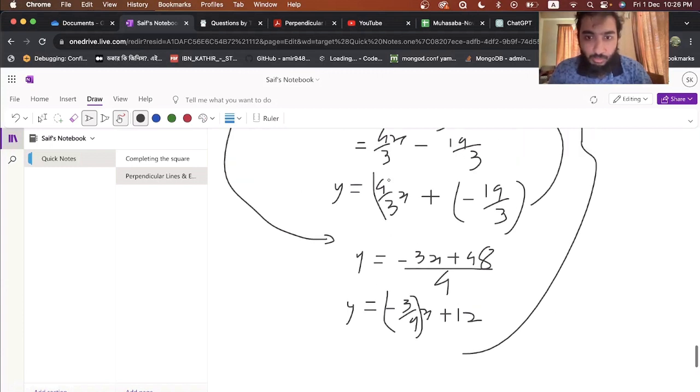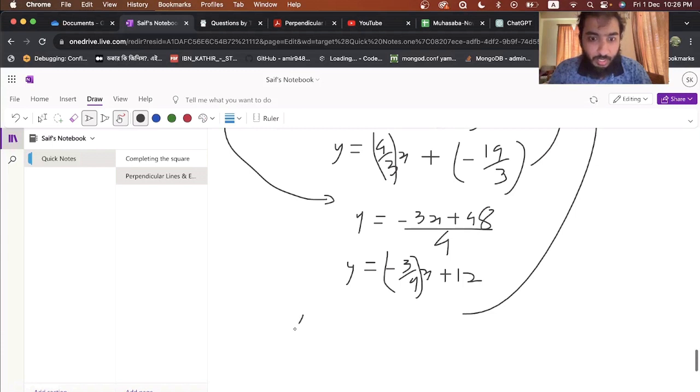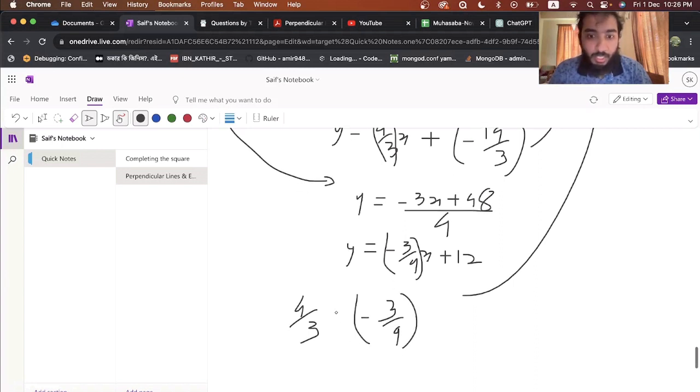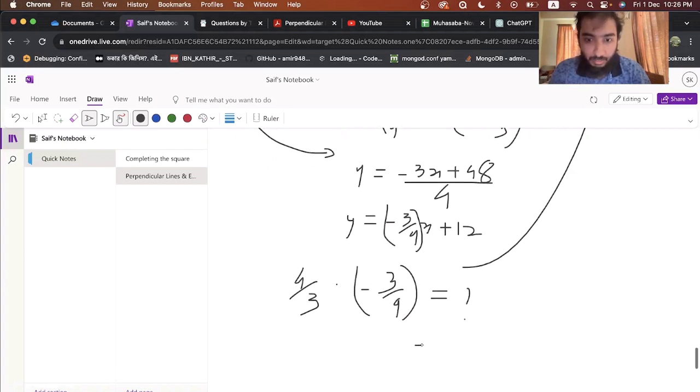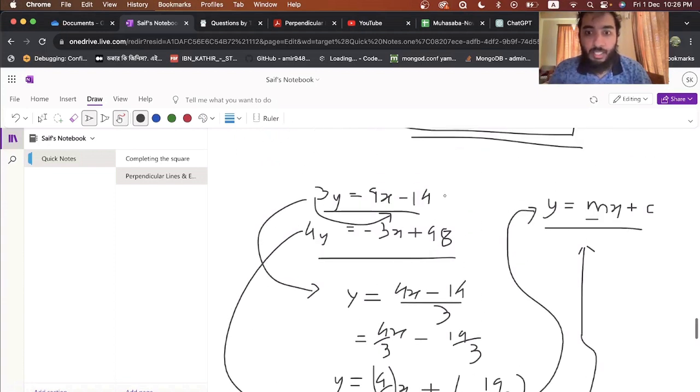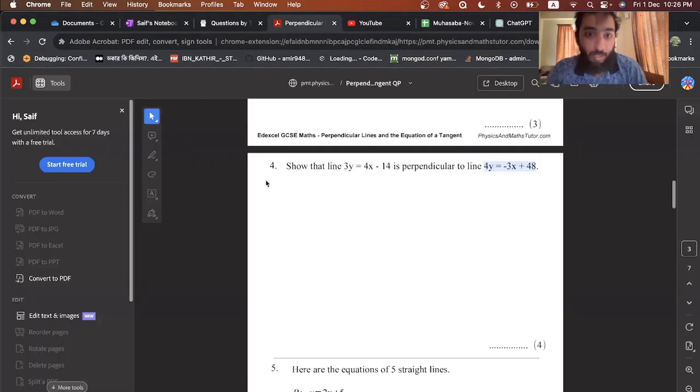As you can see, in the first equation the slope is 4 by 3, and in the second equation the slope is minus 3 by 4. Now the question is, does their product equal minus 1? The answer is yes, because 4 by 3 multiplied by minus 3 by 4 is minus 1. So these two lines are indeed perpendicular to each other. This is the answer to 4.